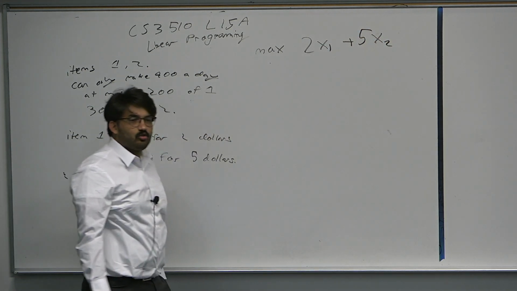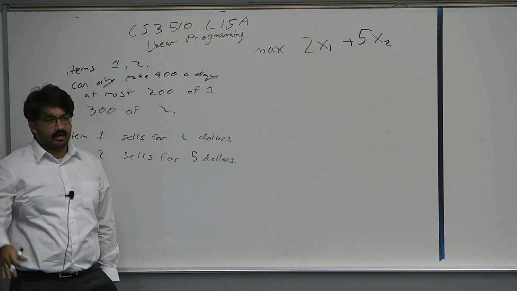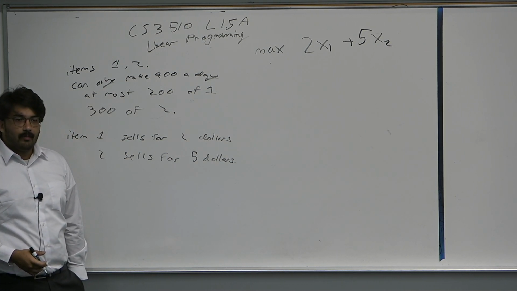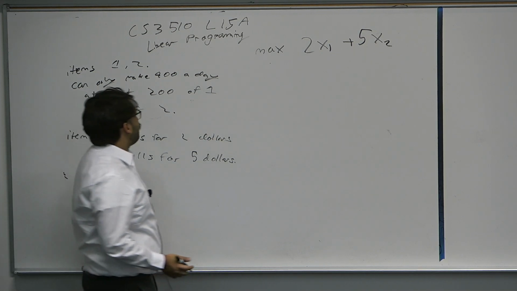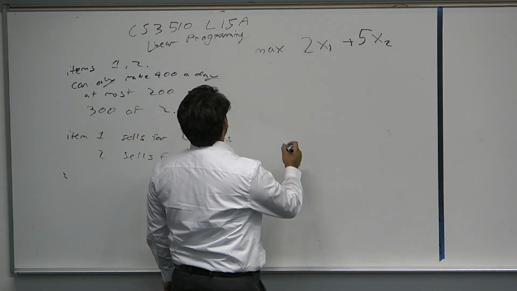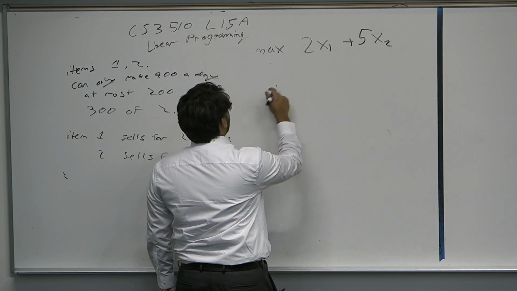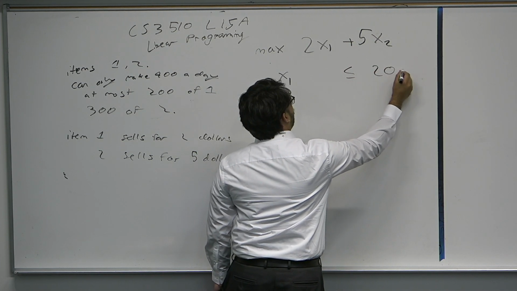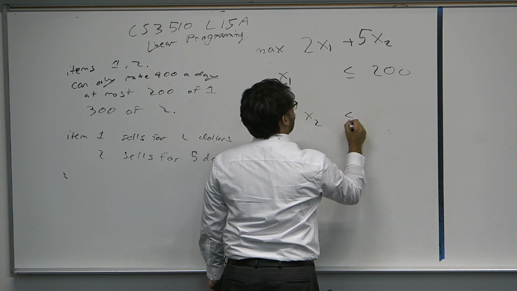Where x1 and x2 represent the number of items 1 and items 2 that we make. That's the amount of profit we can earn. We seek to maximize that. But we are subject to certain conditions, first of which is that we can only make at most 100 of item 1. So we know that x1 must be less than or equal to 200. And we know that x2 must be less than or equal to 300.